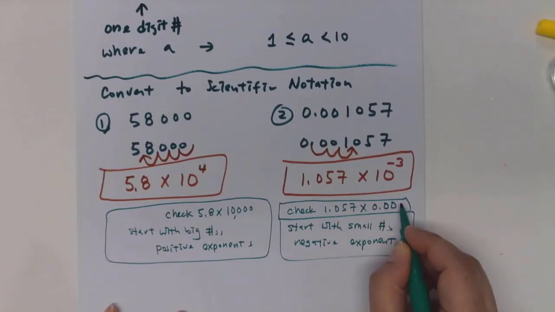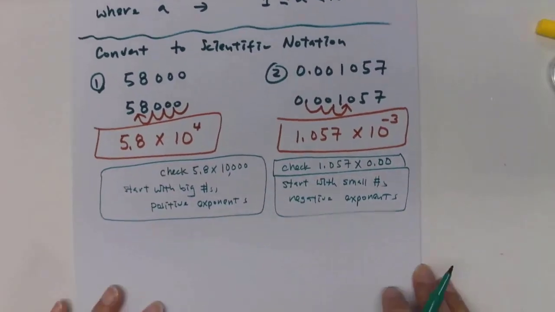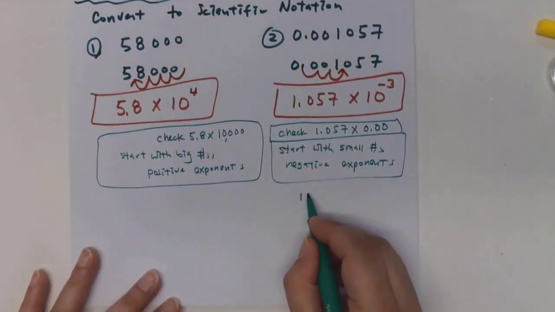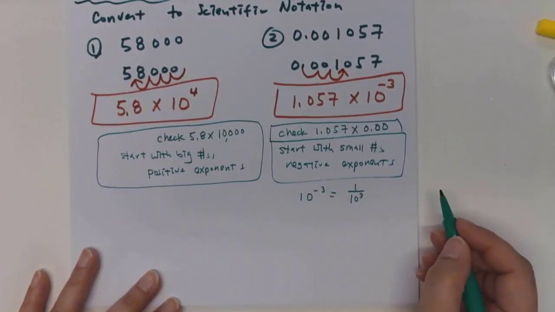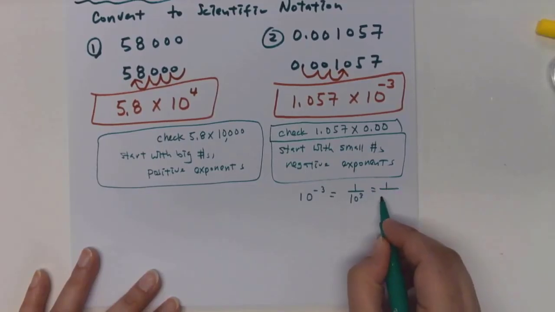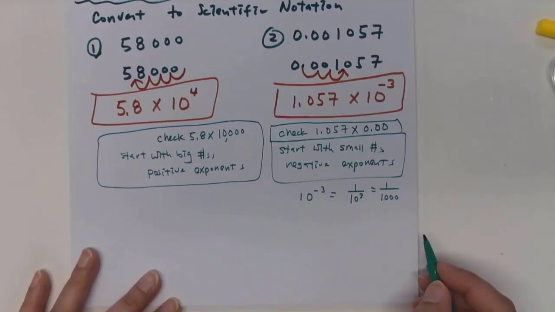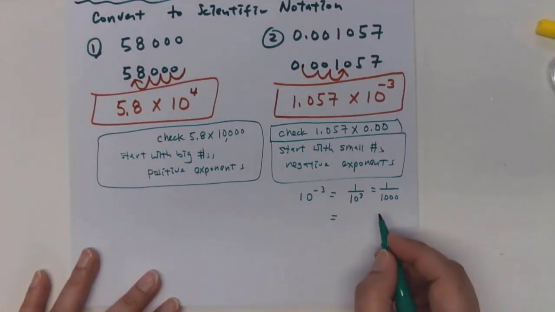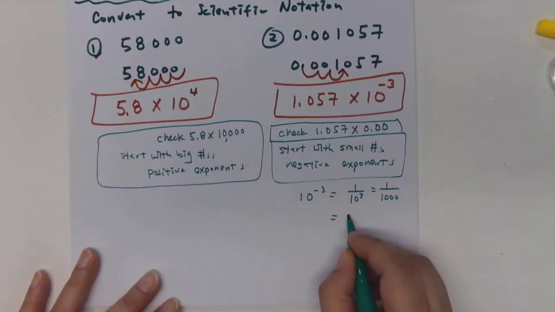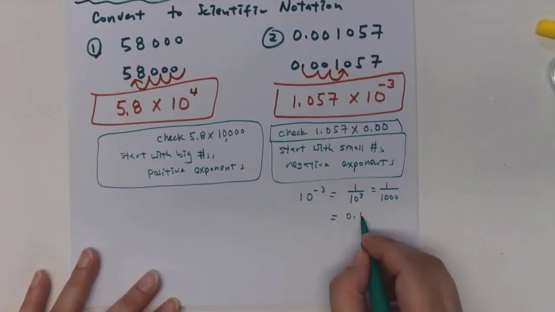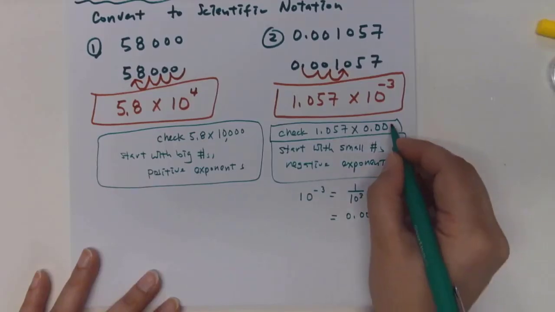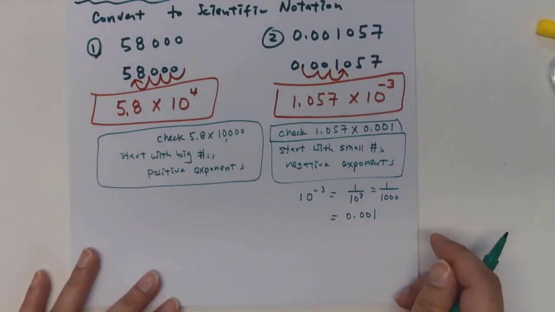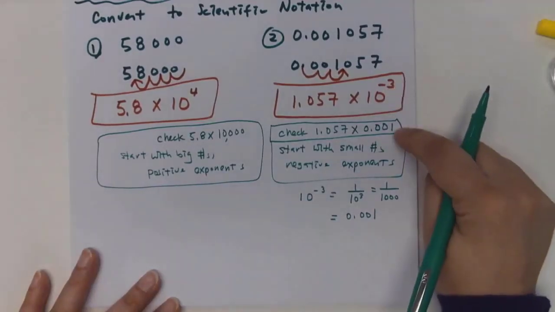Don't worry. What does 10 to the negative 3 mean? 1 over 10 to the third power, right? Meaning 1 over how many zeros? 3 zeros, okay? If you write that as a decimal number, it would be what? 0.001. Okay, 3 decimal places, right? Negative 3 exponent means 3 decimal places.